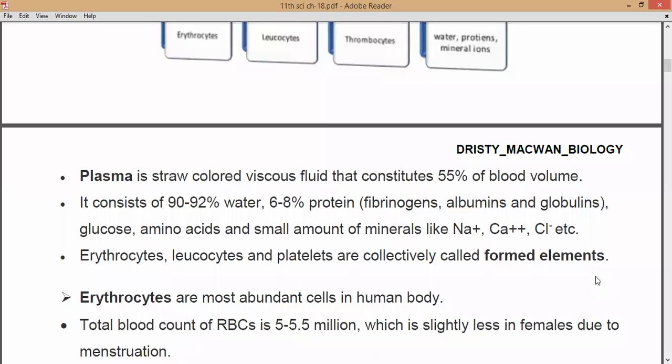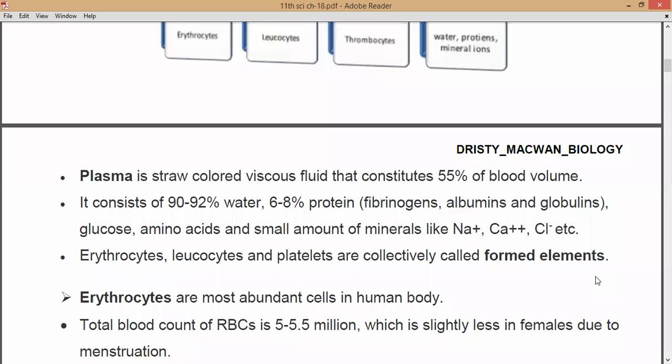So 90 to 92% of water is present, right? 6 to 8% is proteins, and the proteins are present in the form of fibrinogens, albumins and globulins. So these are the three different types of proteins which are found in the plasma. Along with that, glucose is also present, several amino acids are also present, and a very small amount of minerals like sodium, calcium, chloride.